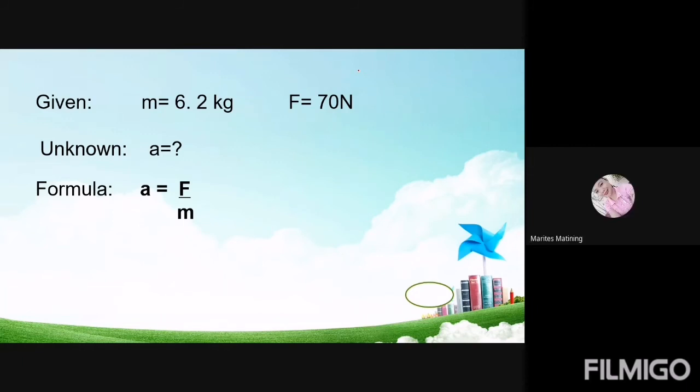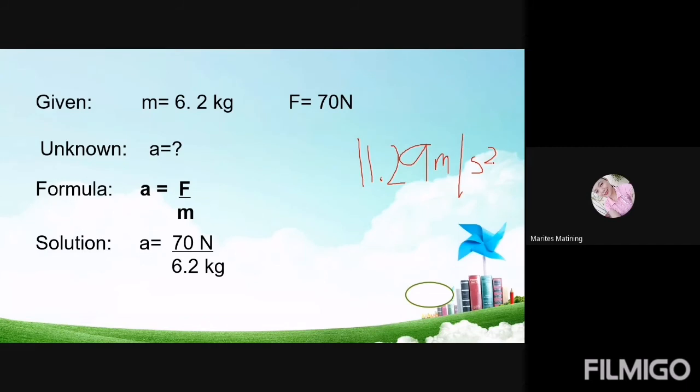11.29, ma'am. Okay, paano mo nakuha si 11.29 meter per second square? Simon. Ma'am, dinivide ko po ma'am yung net force tsaka yung mass niya po. Okay, dinivide niya yung net force tsaka mass. So, let's see if your answer is correct, Simon. Okay, 70, correct, divided by 6.2 kilogram. So, that will be 11.29 or with 0 pa sa last.